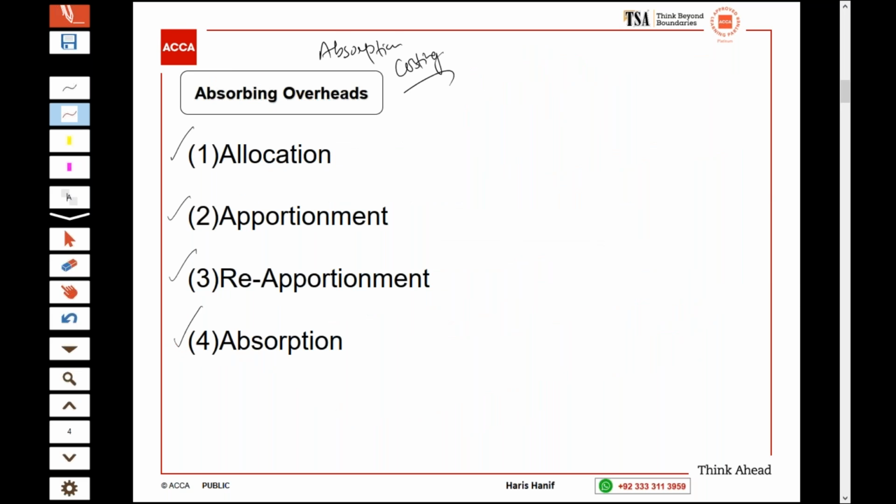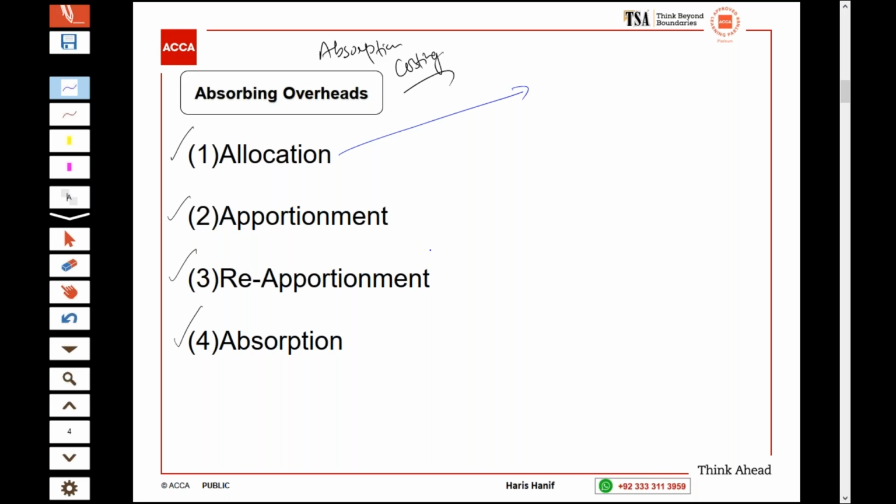Now, absorbing overheads. There is a process which is called allocation. Allocation means, some overheads are departmentally specific. Some overheads are common. For example, rent. There are three cost centers in your factory. Your factory is divided into three rooms only, and you are paying rent of $500,000 for all the three cost centers. That rent is not being specifically incurred for a particular cost center. It is for the entire factory.